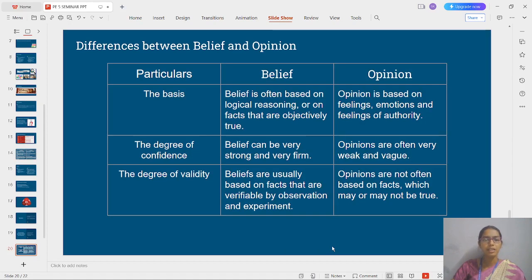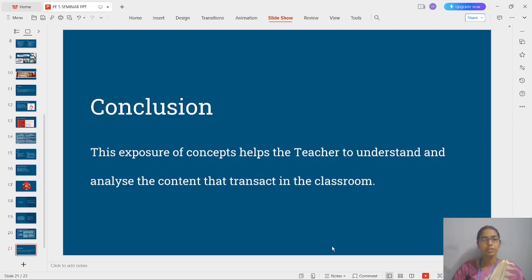Then the differences. Belief is often based on logical reasoning, whereas opinion is based on feelings and emotions. The degree of confidence for belief may be very strong and firm, whereas opinion may be weak. The degree of validity for belief is that it is based on facts that are verifiable by observation and experiment, whereas opinions are not often based on facts, which may or may not be true.